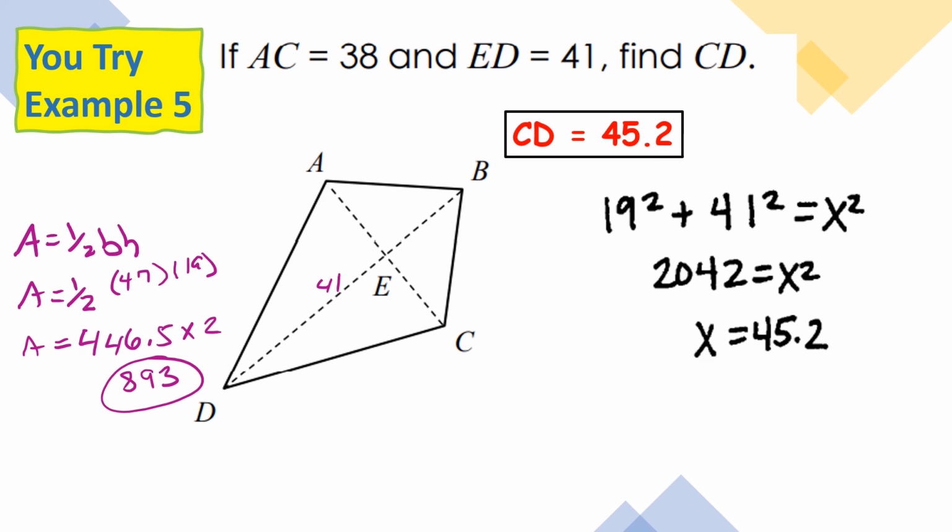Hopefully you got the answer correct. CD is 45.2 using the Pythagorean theorem. And then that added piece there, if EB is 6, find the area of the kite. It should have been 893. And so those are your two answers. Hopefully you got them correct. I'm just adding this piece here. If not, pause the video and analyze the work here a little bit more.